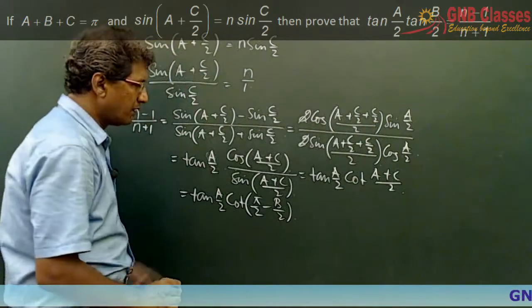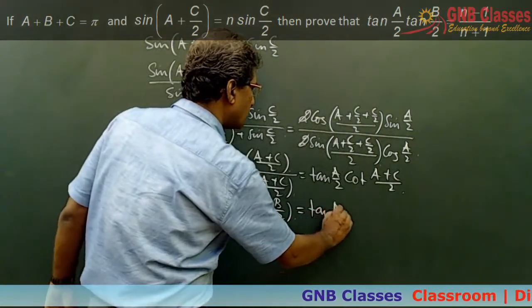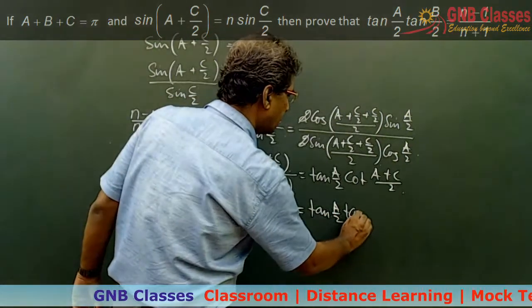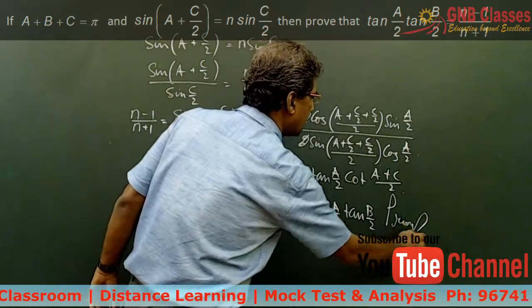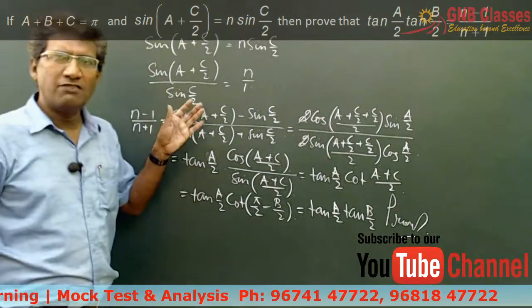Is it clear? So cot(90° − θ) will give you tan θ, which will yield tan(A/2) tan(B/2). Proved. Is it clear? So this is how we have approached the sum.